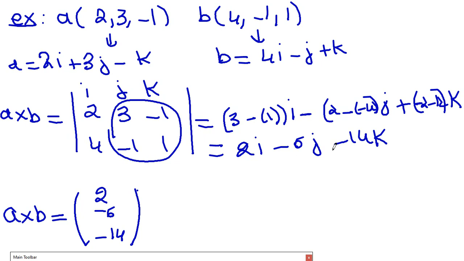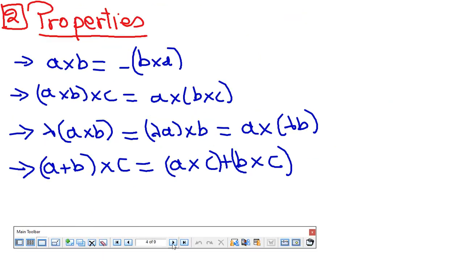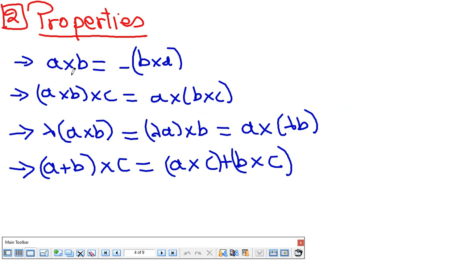So what does it mean? It means the coordinates of the vector product A × B are (2, -6, -14). This vector also has another name: we call it the normal vector of the plane formed by the vectors A and B. We have some properties here. A × B is not the same as in the dot product.